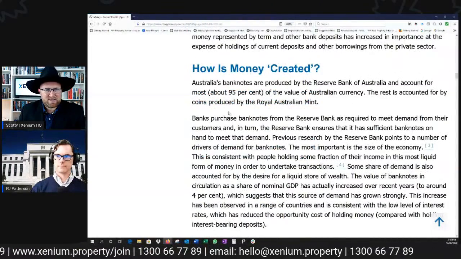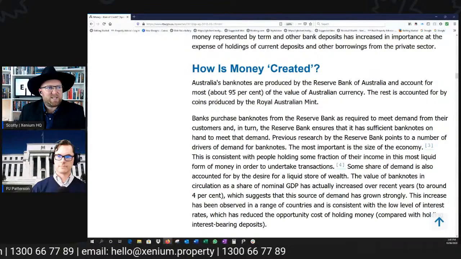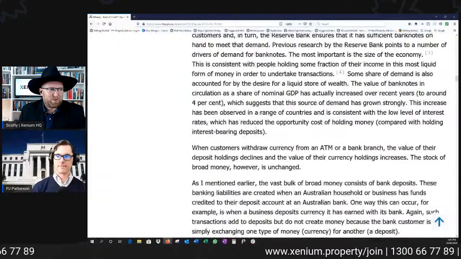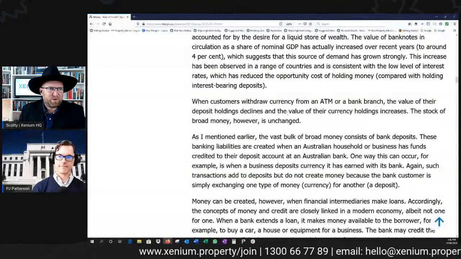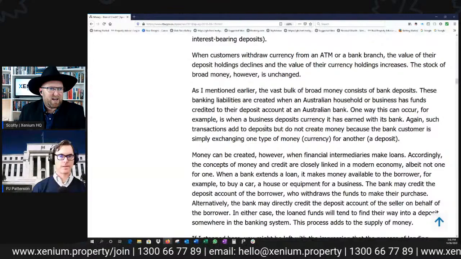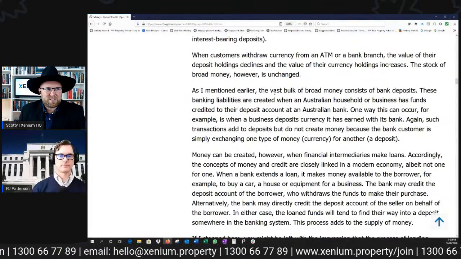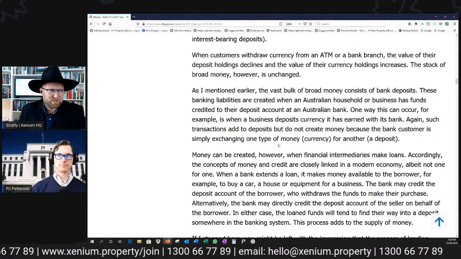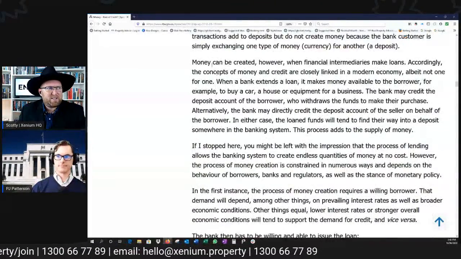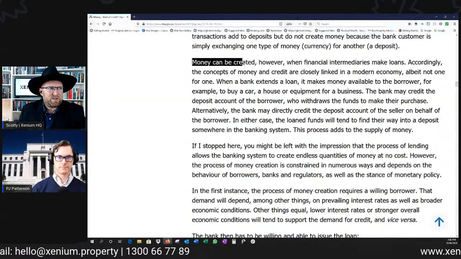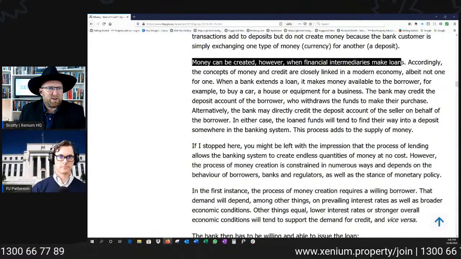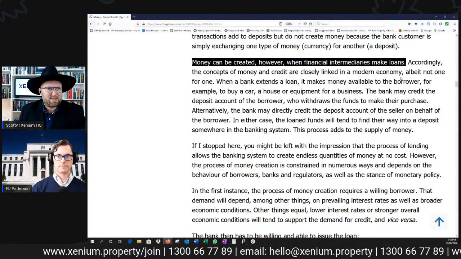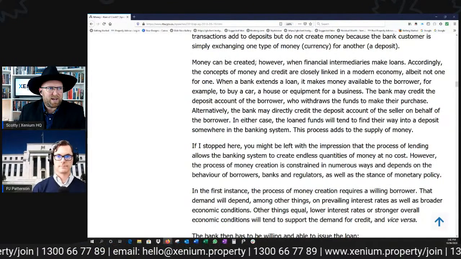Now, we go down here to the section of the speech, and it says, how is money created? And it goes on, a bit of what PJ says, and you can withdraw currency from an ATM, etc. And he goes on and says that the vast bulk of broad money supply consists of bank deposits, which is what PJ is about to get into. And this section here is a really good one, right? So money can be created when financial intermediaries make a loan. Now, that's what, PJ, you're talking about. When the banks make a loan, money can be created, okay?